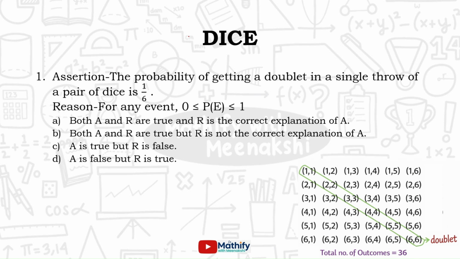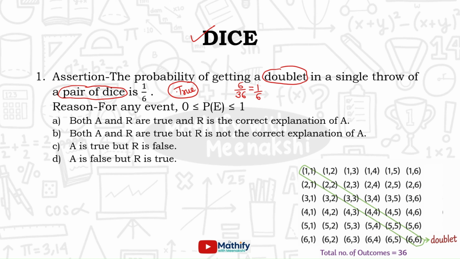First question, assertion reason. Assertion: the probability of getting a doublet in a single throw of pair of dice is 1 by 6. I have already attached picture for you. You can see what is doublet. Doublet means when the numbers are same, like 1, 1, 2, 2, 3, 3, 4, 4, 5, 5, 6, 6. So we have 6 doublets out of 36. If you will solve, you will get 1 by 6. That means your assertion is true.